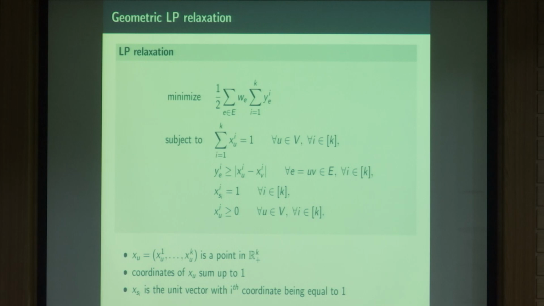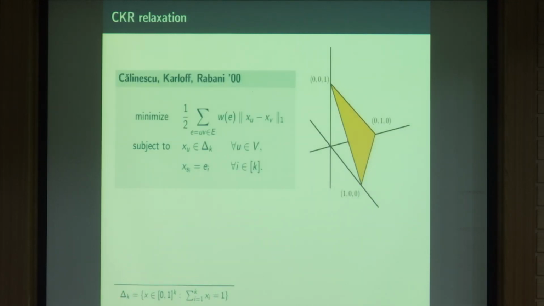Okay, so this leads to the so-called CKR relaxation of the problem due to Calinescu, Karloff, and Rabani, which says that the multiway cut problem, the k-way cut problem, can be relaxed. So we can write up the IP, and the relaxation will be the following. We want to basically embed the vertices of the graph into this simplex, which is denoted by delta k. So that's once again the set of vectors with non-negative coordinates that sum up to 1, such that, of course, we fix the positions of the terminal vertices. The terminal vertices will go to the vertices of the simplex. Okay, and the CKR relaxation, this is the starting point of our investigations.